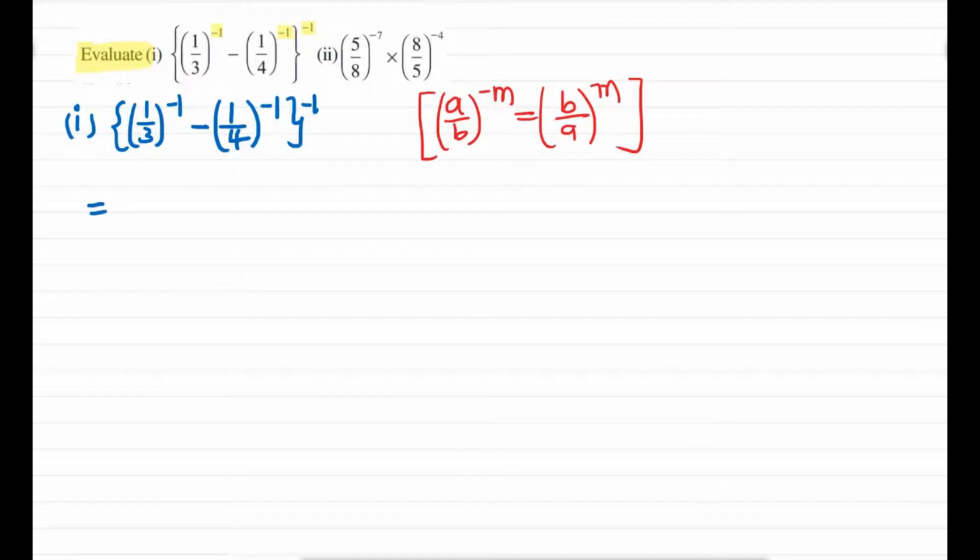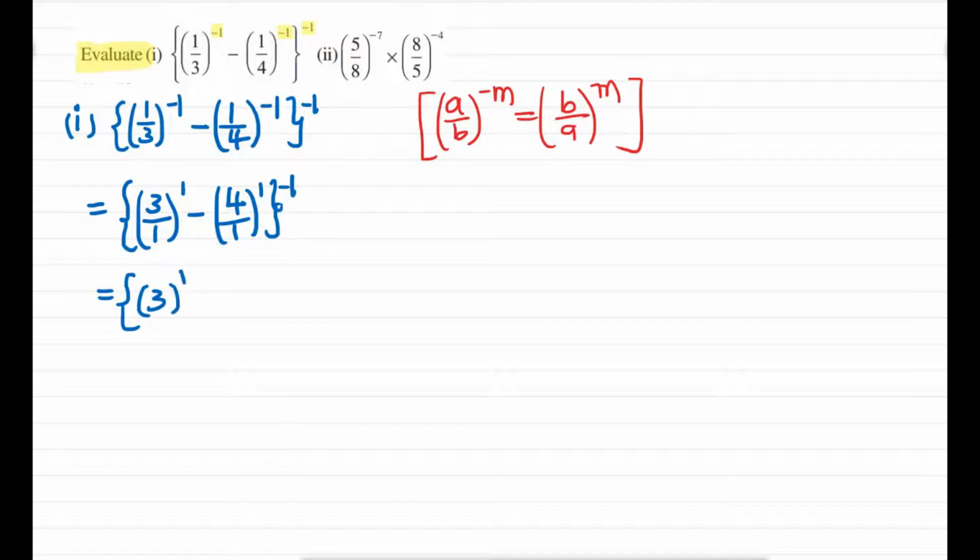Here, step by step we have to simplify. First we have to simplify inside the bracket and then go for the outside. So (1 by 3) whole power minus 1 can be written as (3 by 1) whole power 1, minus (1 by 4) can be written as (4 by 1) whole power 1, bracket to the power of minus 1. Now let us simplify this. (3 by 1) whole power 1 can be written as 3 to the power of 1, (4 by 1) whole power 1 can be written as 4 power 1. Close the bracket, to the power of minus 1. So that is equal to the bracket of 3 power 1 is 3 minus 4 power 1 is 4, close bracket to the power of minus 1.